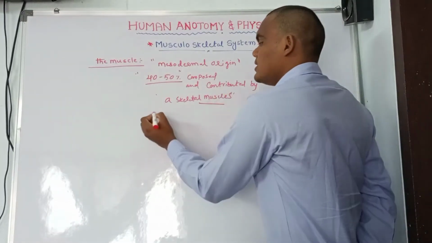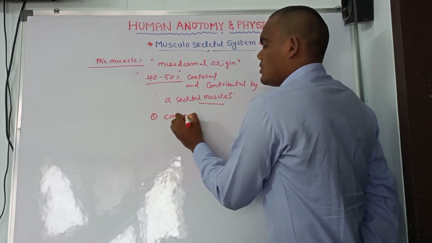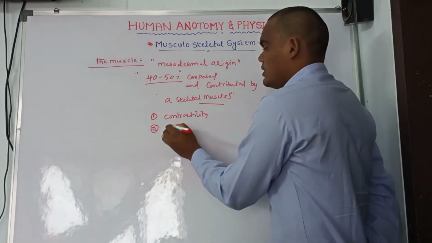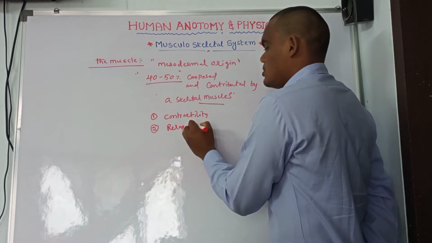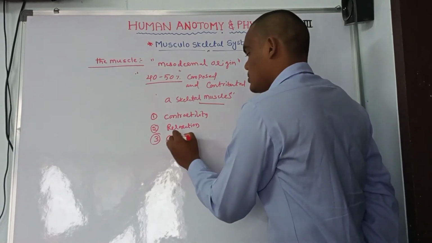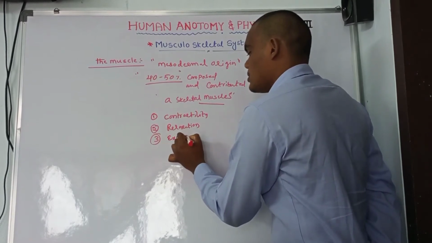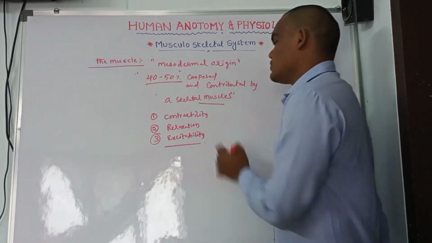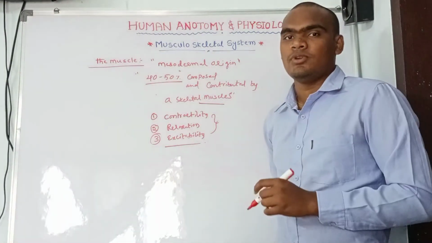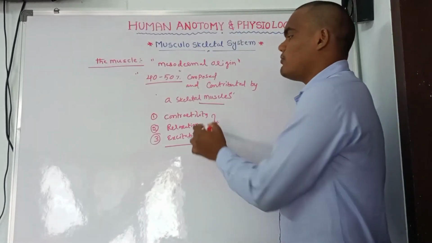So as per your syllabus, the muscles have three properties. First one, contractility. Second one, relaxation. And third one is conductivity. Also, excitability.